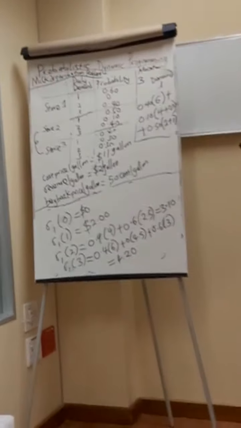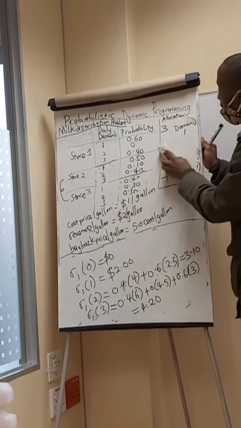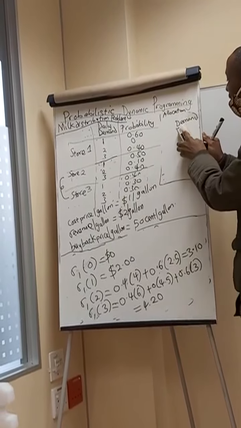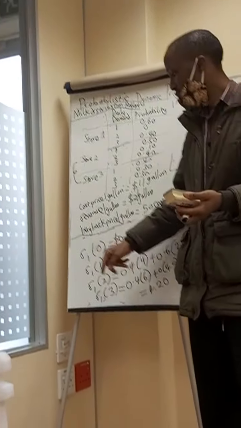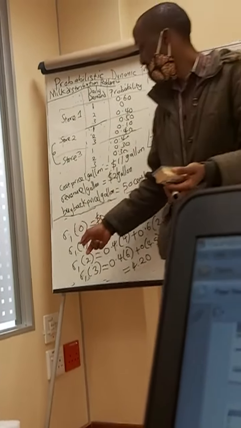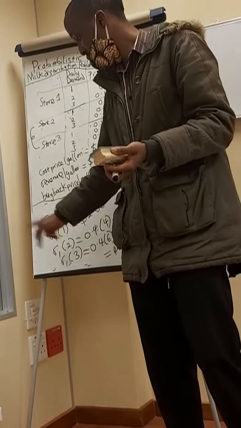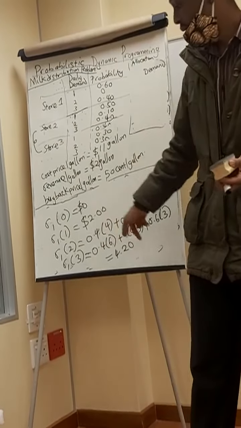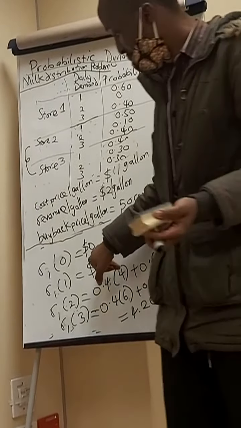So now we need to try to get what our revenue looks like if we allocate 0 gallons of milk to store 1, allocate 1 gallon of milk to store 1, allocate 2 gallons of milk to store 1, or allocate 3 gallons of milk to store 1. Let's start with the first one: if you allocate 0 gallons of milk to store 1, the revenue is still $0.